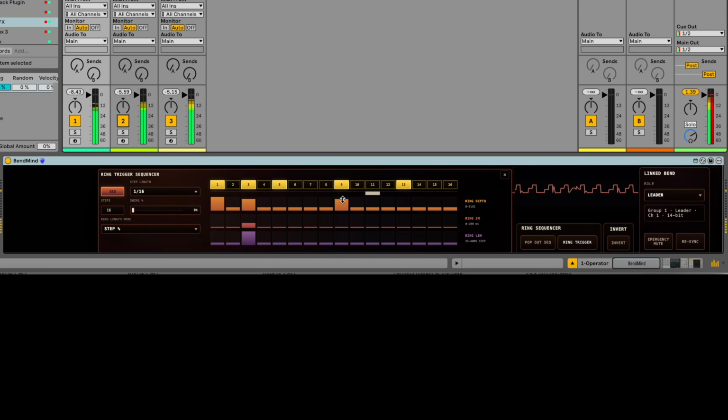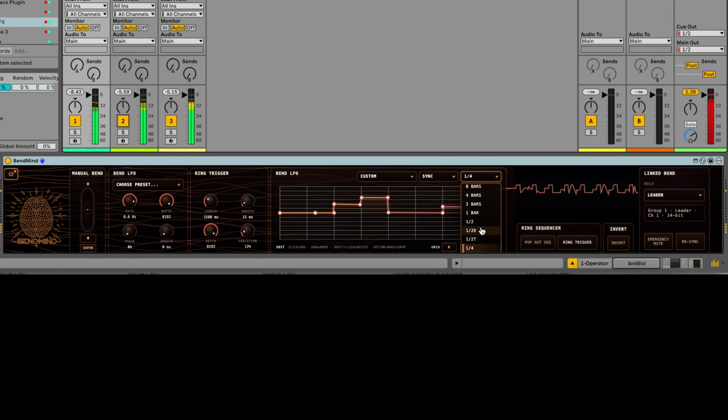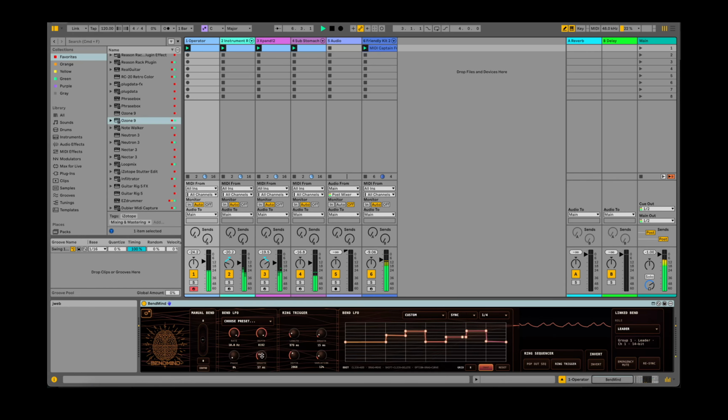One control source can coordinate pitch across a session, while every instrument keeps its own sound, MIDI processing, and effects. Use it subtly, use it rhythmically, or bend an entire arrangement like a single object. The important idea is simple. Different instruments, one tuning system. BendMind, global pitch bend for Ableton Live.